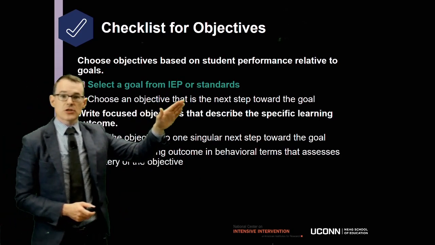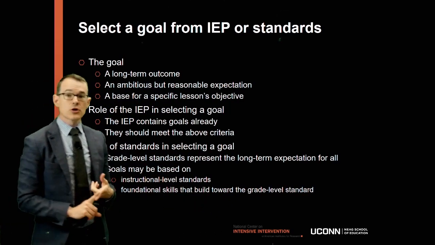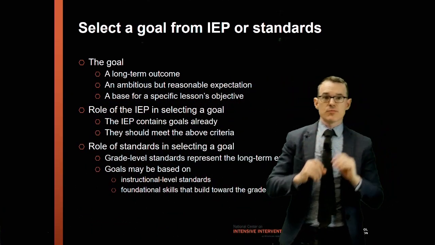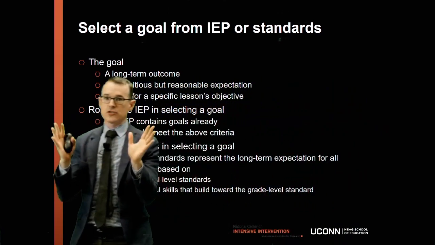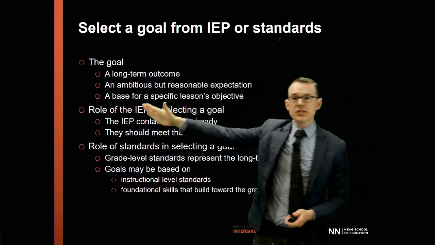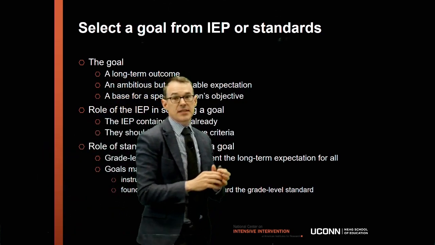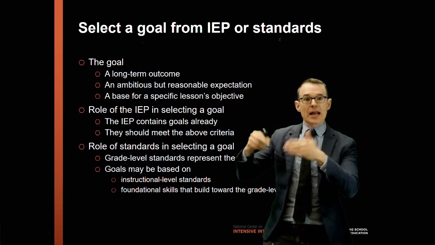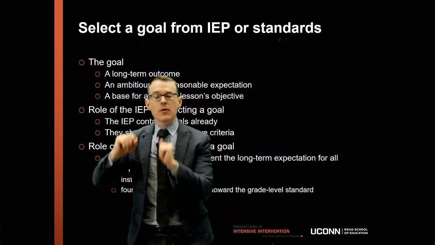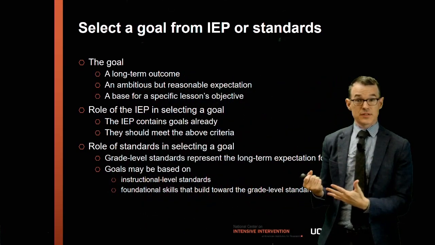First thing is to select a goal from the IEP or from standards. So let's talk about what that means. The goal is something that is a long-term outcome, something that is not going to be finished today or tomorrow. It might be finished at the end of a quarter, the end of 6 weeks, might be something for the end of the year. It's ambitious but reasonable. It's ambitious in the sense that it's not sort of the status quo. We're going to make a little bit of progress. It's ambitious in the sense that we're going to make students move forward at a brisk pace where they will make more progress than we would originally expect of them. We know they can go a little bit further, especially if we make adaptations like increasing explicit instruction.